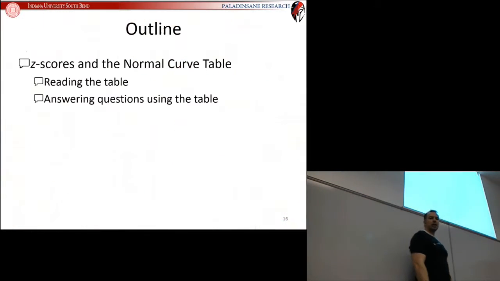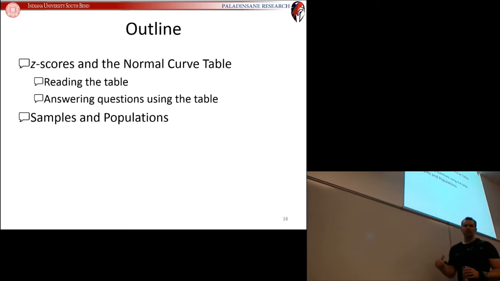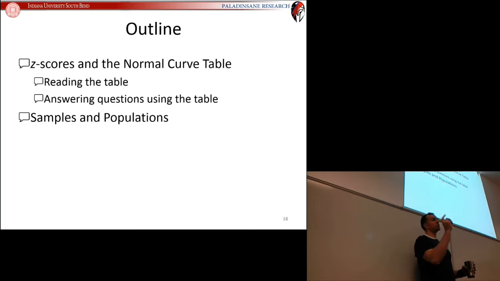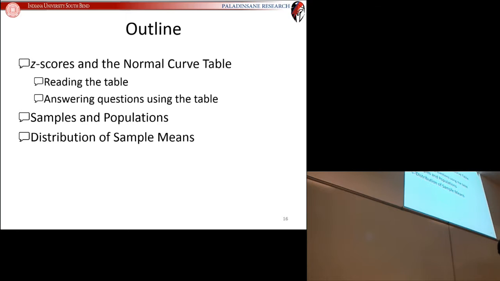All right, so today we're going to finish up our look at Z-scores in a normal curve table, how to read the table, how to answer questions using the table. And then we're going to mention an important idea of samples and populations. What's the relation between the two? The distribution of sample means, which is a very important concept, and we're going to end it up with the central limit theorem.